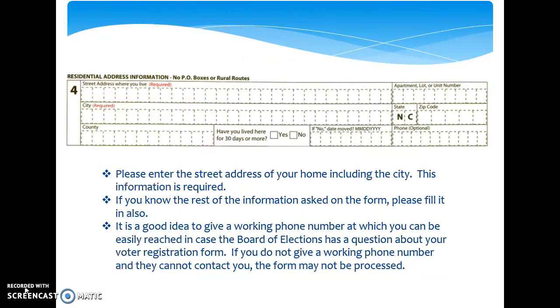Please enter the street address of your home, including the city, in Section 4. This information is required. If you know the rest of the information asked on the form, please fill it in also. It is a good idea to give a working phone number at which you can be reached easily in case the Board of Elections has a question about your voter registration form. If you do not give a working phone number and they cannot contact you, the form may not be processed.